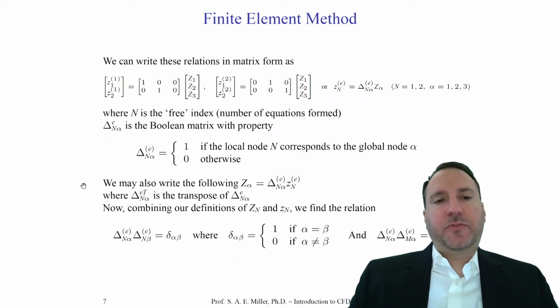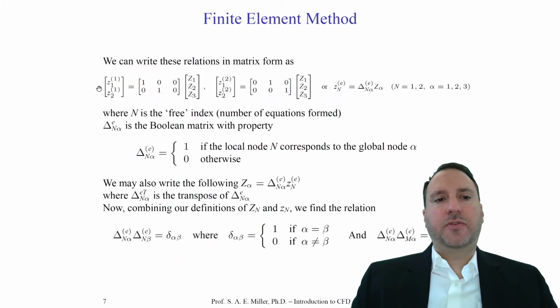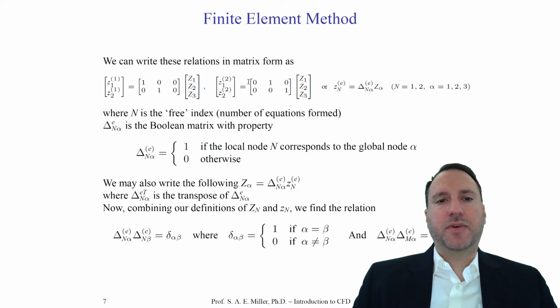Now we can write these formulations in a matrix form as shown in the first equation up here. Recall the definition of Z1. Remember, it is the local node numbers. And we can write that out, for example, two particular node numbers for the one-dimensional formulation we just showed. On the right, we can show how the local nodes are related to the global nodes through these matrices delta sub n alpha for each element E. We can define these in this way. It's just a compact way of making this notation. n is the so-called free index in this case, and it'll correspond to the number of equations formed.